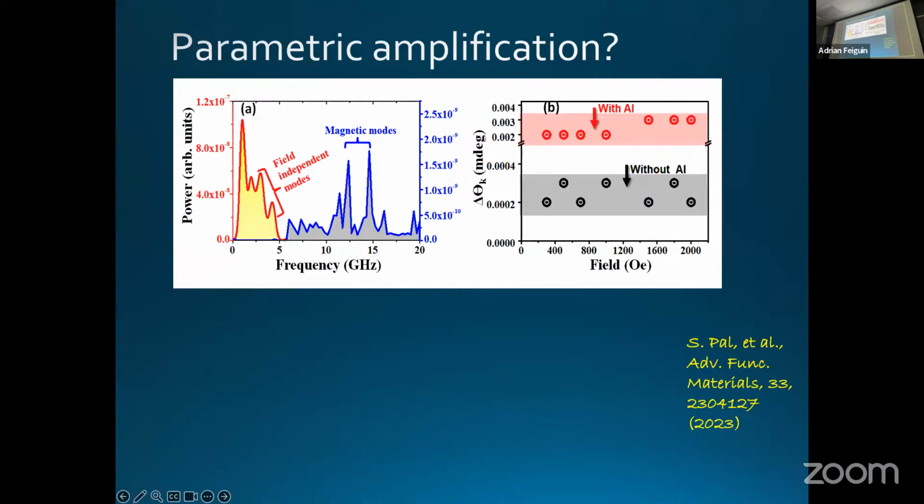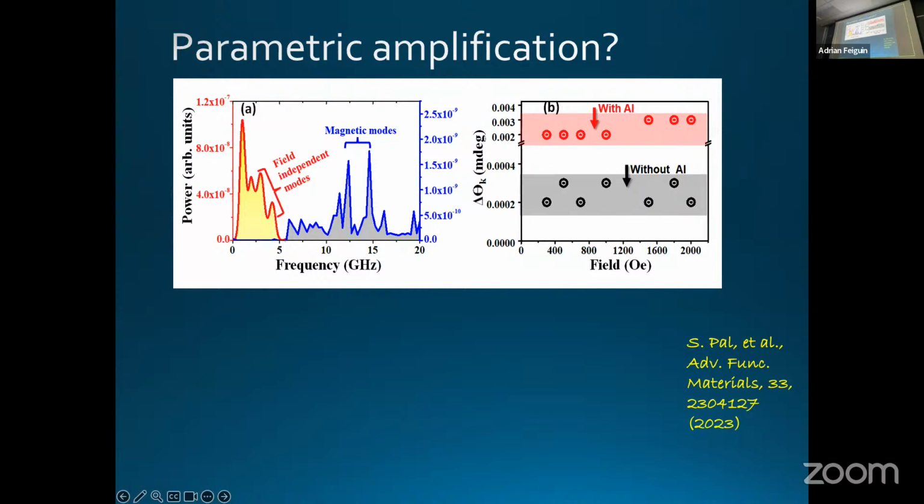Now, if you plot the frequency combs, which are magnetic field independent, and the Kittel modes, which are magnetic field dependent, there is a significant difference in the power. You can see 10 to the minus 7, 10 to the minus 9, 2 orders of magnitude difference. The field independent modes, which are the frequency combs, are 100 times more powerful than the Kittel modes in this case.